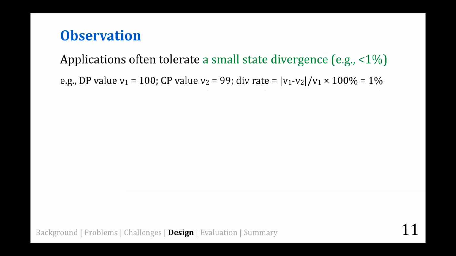After investigating many applications that require state synchronization, we found an interesting observation. Network management applications typically tolerate a small state divergence. Here, the state divergence indicates the value difference between the state in the data plane and the state synchronized to the control plane. For example, assume the state value in the data plane is V1, and the state value synchronized to the control plane is V2. V1 equals 100, while V2 equals 99. In this case, the state divergence between V1 and V2 is 1.